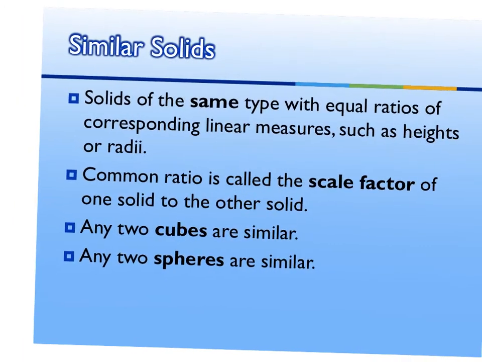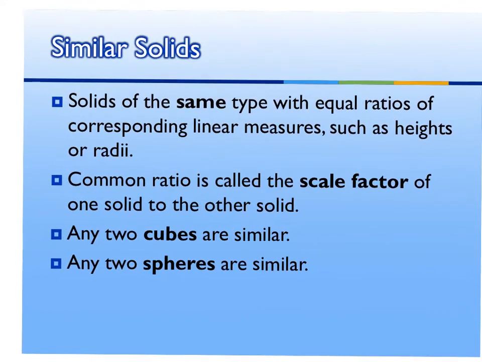So here for our similar solids, they're going to be solids of the same type, and like I just said, two cylinders, two cubes, two prisms, something with equal ratios of corresponding linear measures. And these linear measures could be heights, they could be radii, it could be the perimeter. No squared, no cubed, so no area or no volume. So solids with the same equal ratios of corresponding linear measures. A common ratio is called the scale factor of one solid to the other solid.